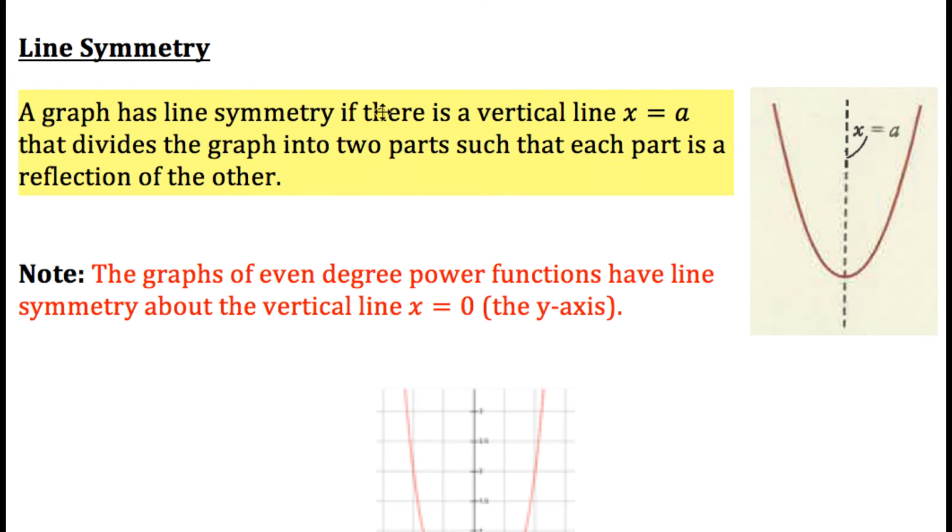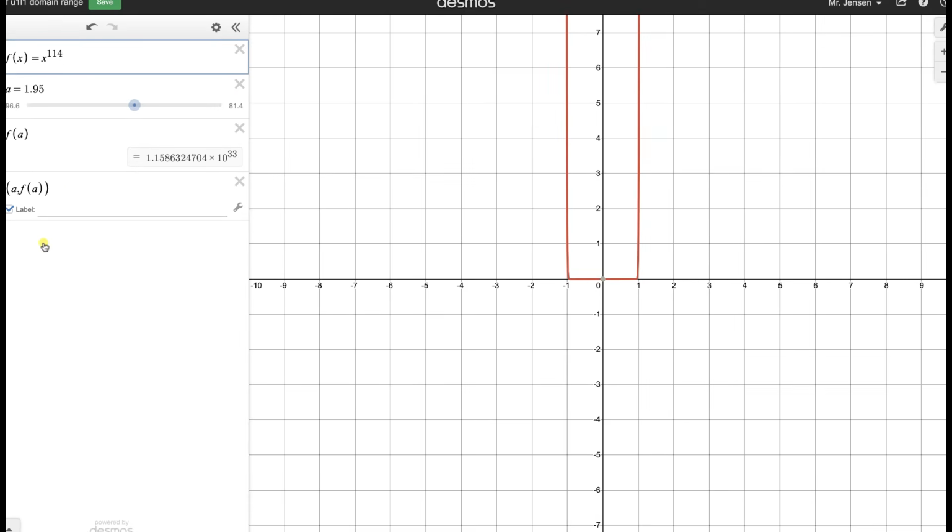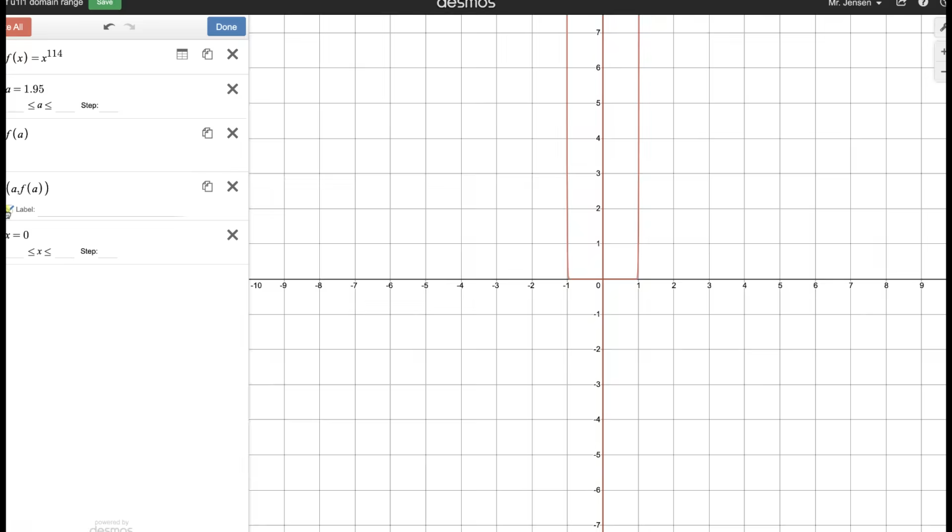A graph has line symmetry if there's a vertical line, x equals some constant a, that divides the graph into two parts such that each part is a reflection of the other. And that's what this is showing you over here in that image. The graphs of even degree power functions always have that line symmetry right at the y-axis, right at the line x equals 0. Let me just show you that line. Here's the line x equals 0. Let me make it a dashed line.